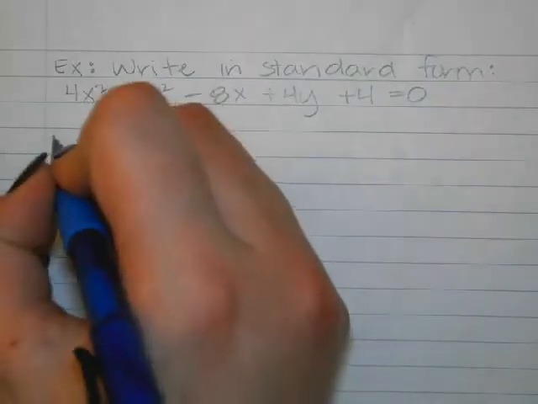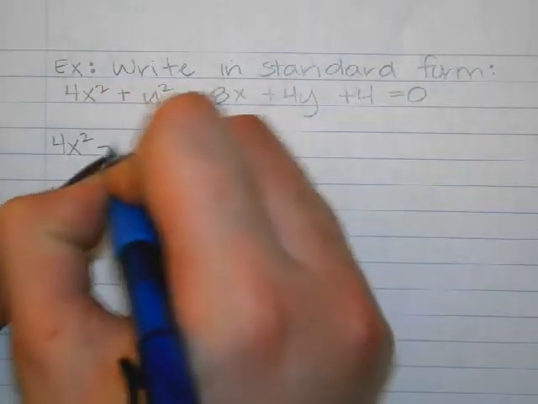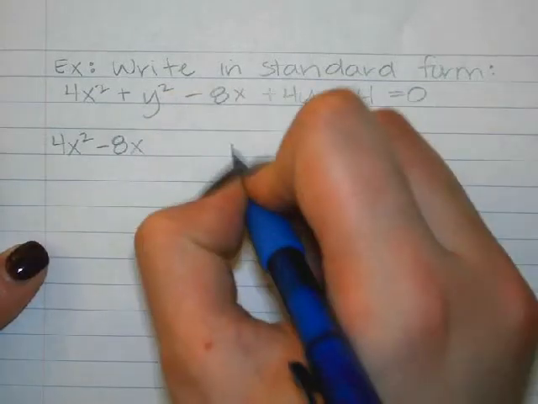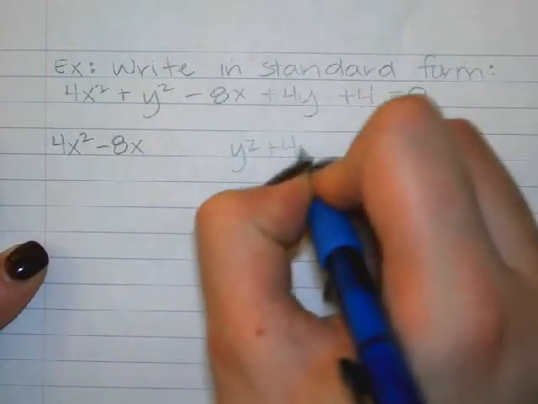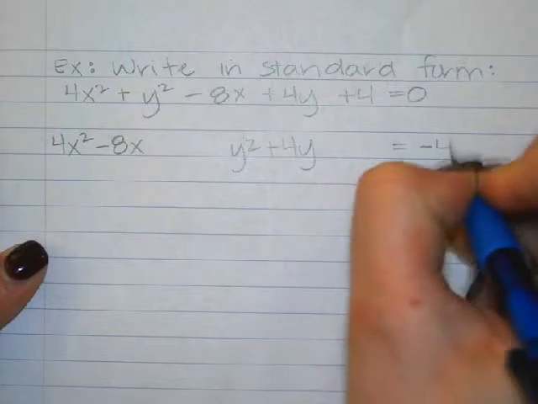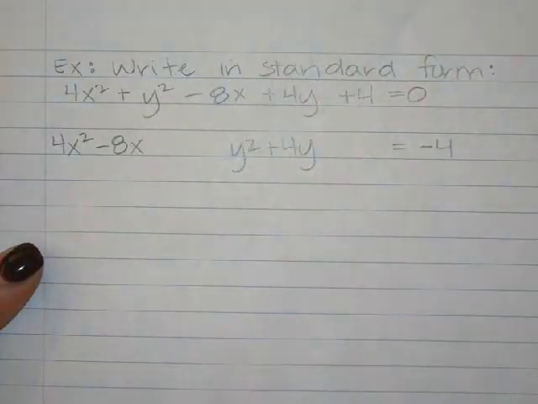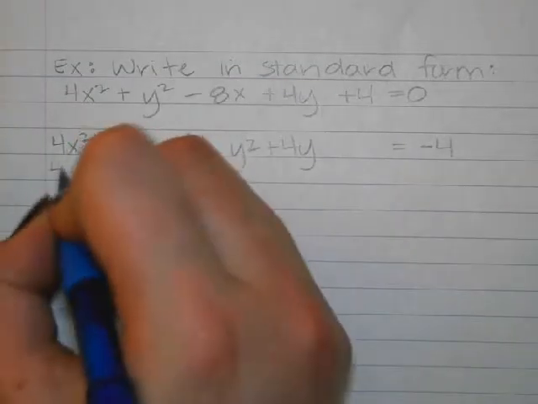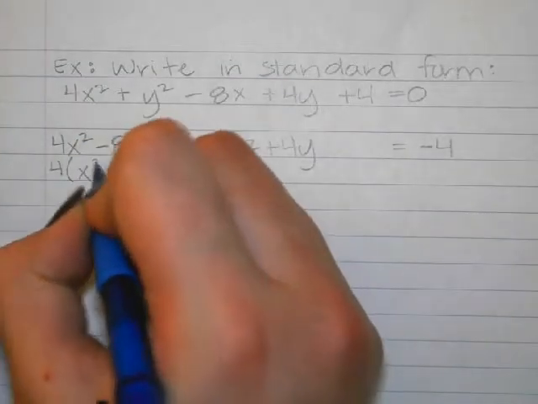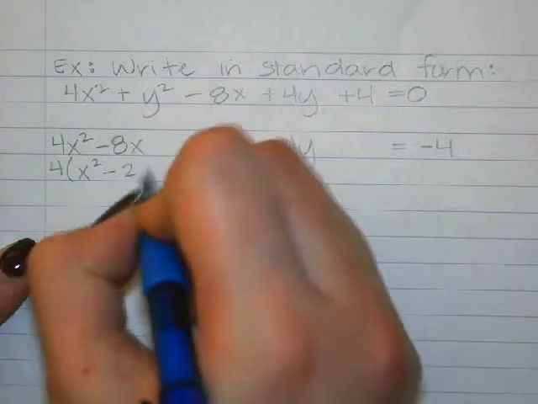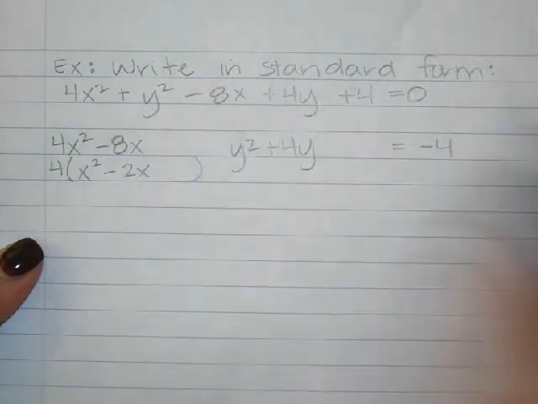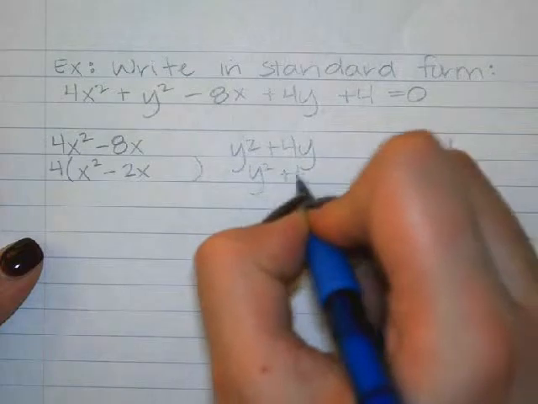Separate the x's and the y's. So 4x squared minus 8x, and then y squared plus 4y. It's going to equal negative 4. And then what do we do? Take care of this 4. So I'm going to take the 4 out, and that's going to give me x squared minus 2x. And then the rest of it, I'll just kind of move down.